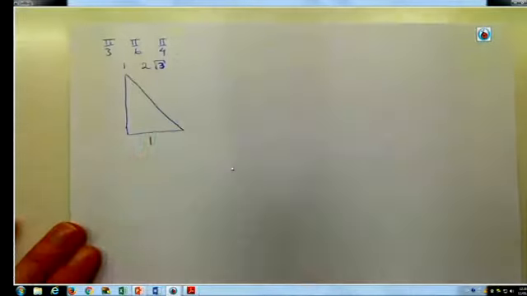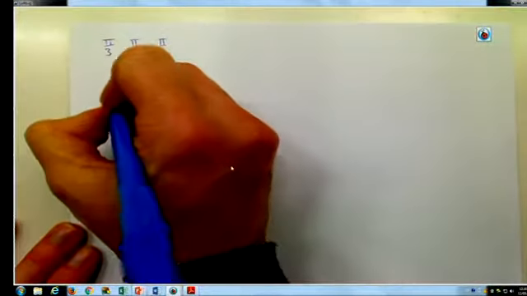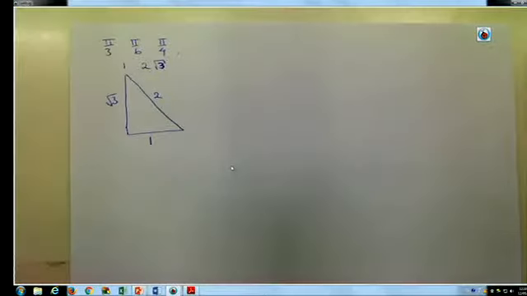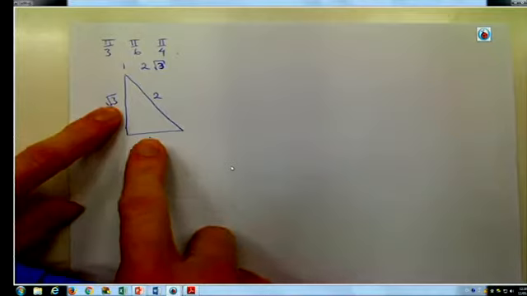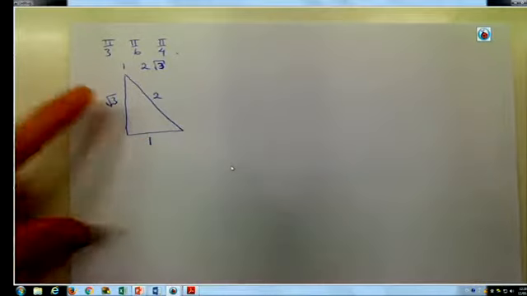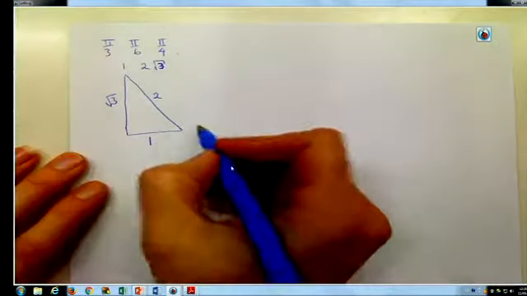This is the shortest one. That's 1. 2 is the longest one, and the square root of 3 is the other one here. And you can check that that satisfies Pythagoras. If you square this, you get 1. If you square this, you get 3. 1 and 3 is 4, which is the square of that. So it's a 1, 2, root 3 triangle, and you just have to arrange them in such a way that you satisfy Pythagoras. Okay, this is the pi on 3 and pi on 6 triangle.